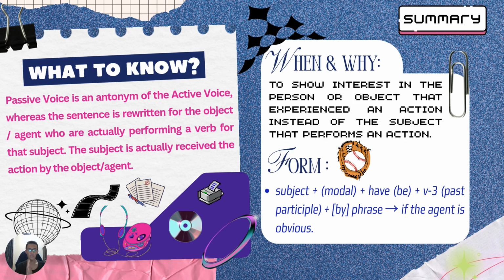The form goes like this. It begins with the subject, optionally with a modal, then the verb "be" or "have", and the third verb, which is the past participle. You can only use the "by" phrase if the agent of that sentence is clear or obvious. You get it? Okay, now let's get to the examples.